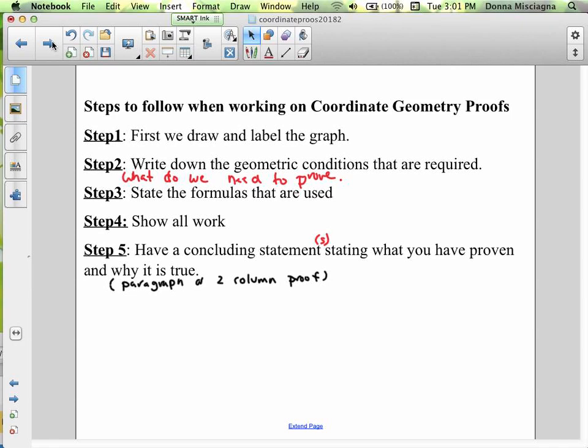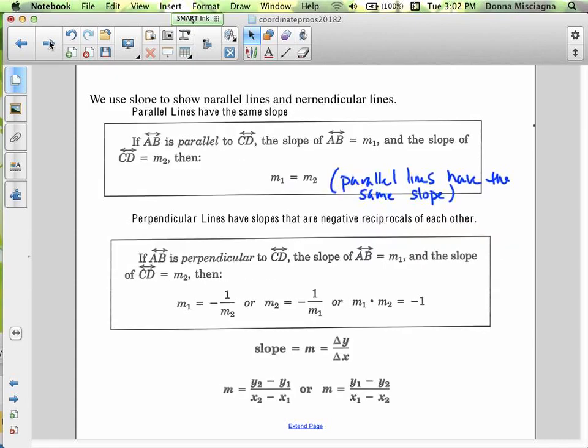So we're going to do 2 types of proofs. We're going to do paragraph proofs and 2 column proofs. Most of the time I'll let you pick which it is you want to do. I will switch back and forth so you can see both of those. They're very, very similar. So here we're going to look at the formulas, and we're going to do 2 very, very short proofs.